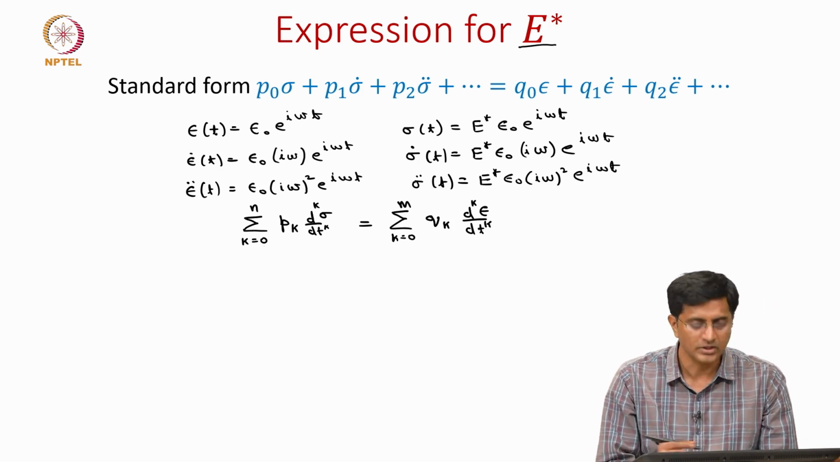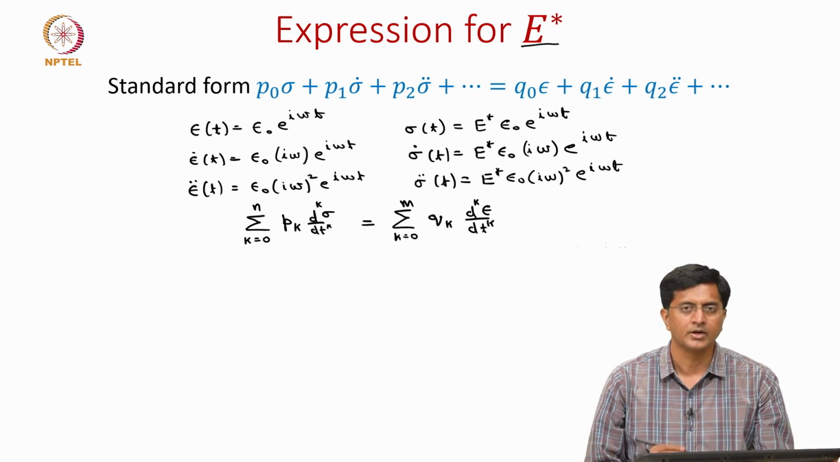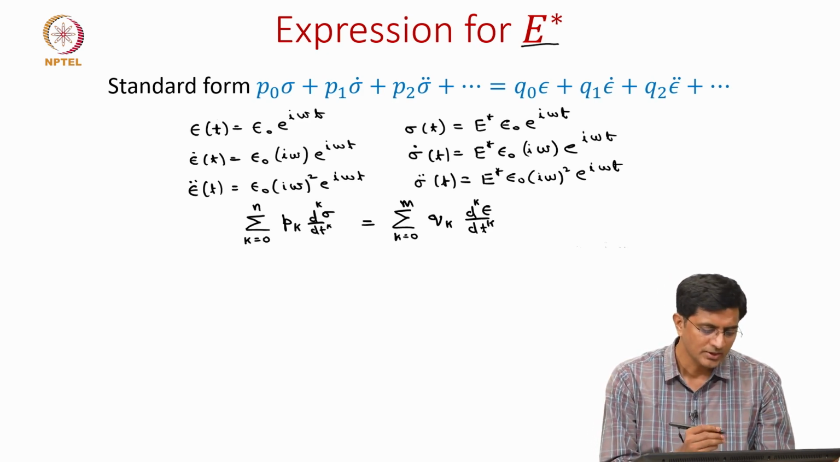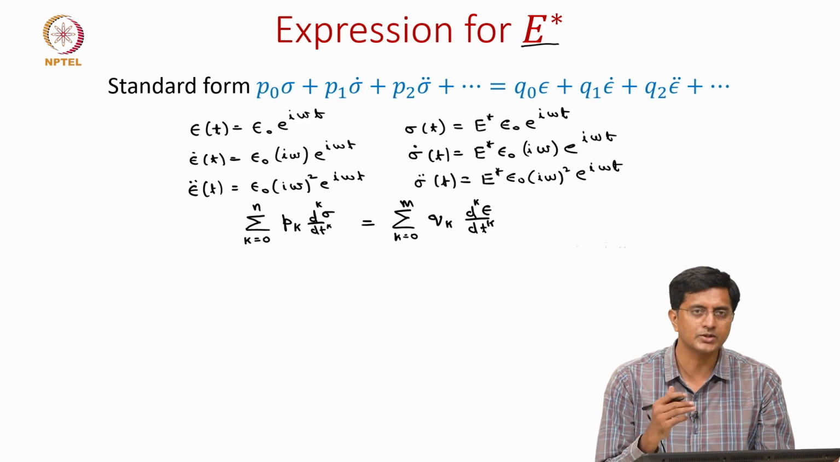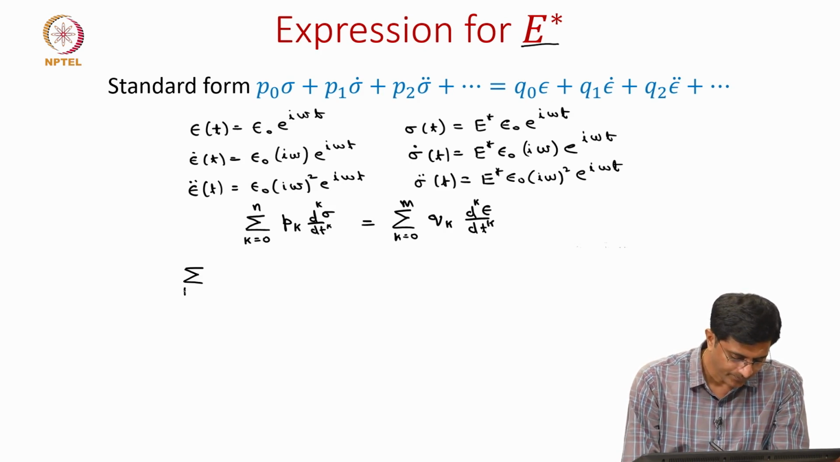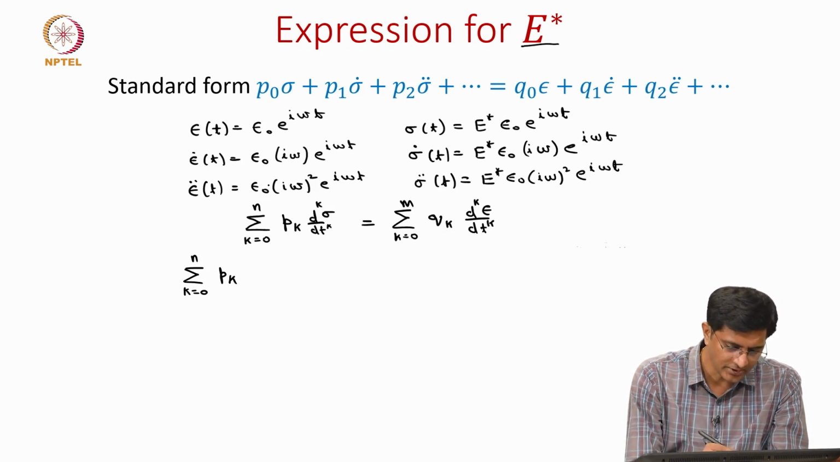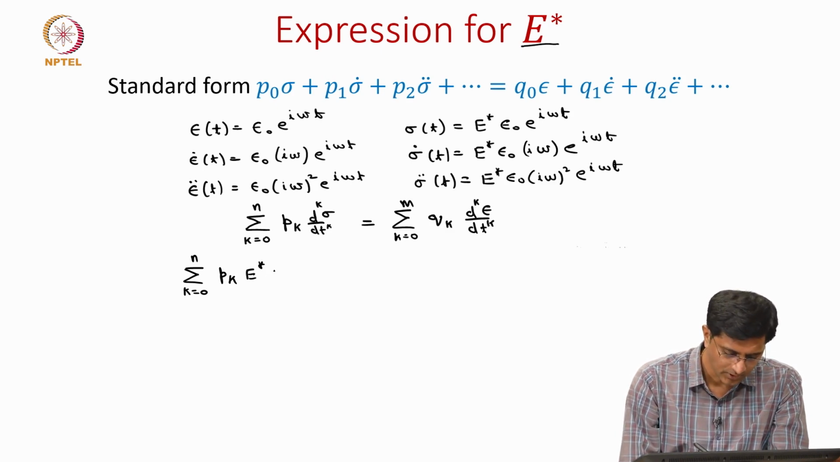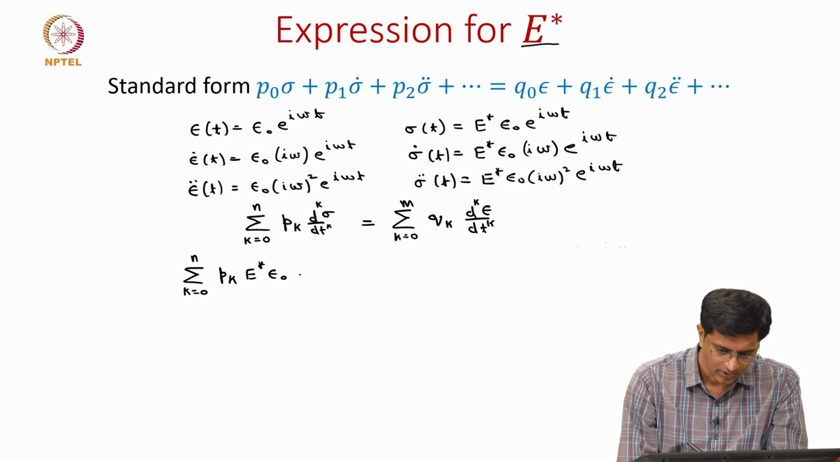K is the index we are looking at. Now let us substitute this stress and strain as well as the derivatives in the standard form. So then we should be able to write this as summation k is equal to 0 to n p k. For the stresses we will write it as E star times epsilon naught times I omega power k times e power I omega t.